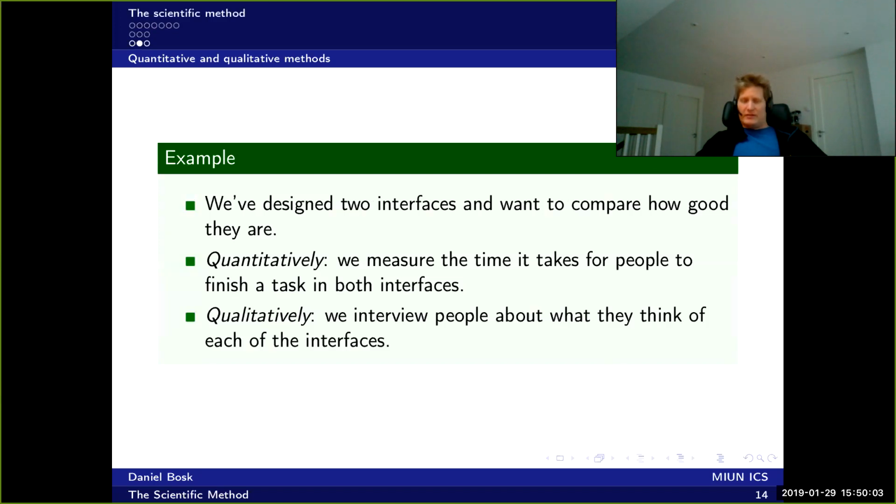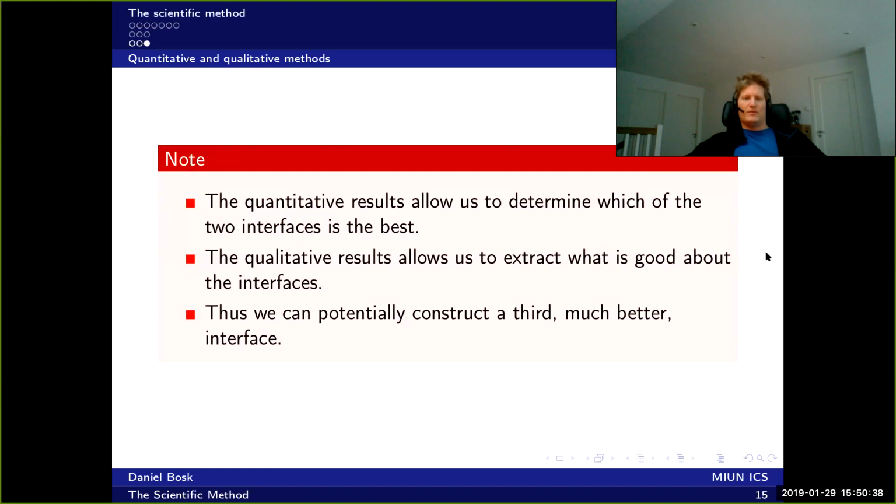A qualitative way of evaluating this interface would be to interview people about what they think of each of the interfaces. So for instance, we show these users the interfaces and we discuss the interfaces with them. So we let them use them, and then they can tell us what they think and what their thoughts are on the interface. So we basically discuss the interface with each one of them.